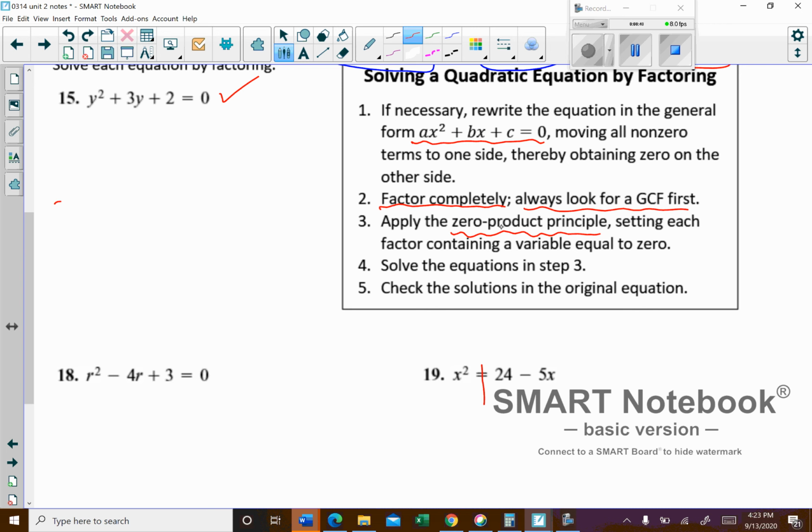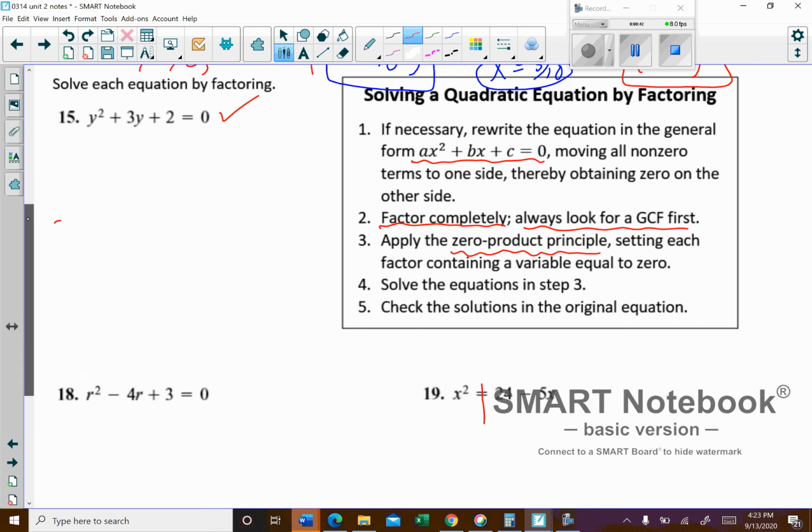You'll have your solutions. So we're going to start on number 15. We have to start by doing the AM method. So what multiplies to give us 2, but adds up to 3? That should be pretty easy. 2 and 1, right? 2 times 1 is 2. 2 plus 1 is 3. So we're going to factor this into y plus 2 and y plus 1 equals 0.